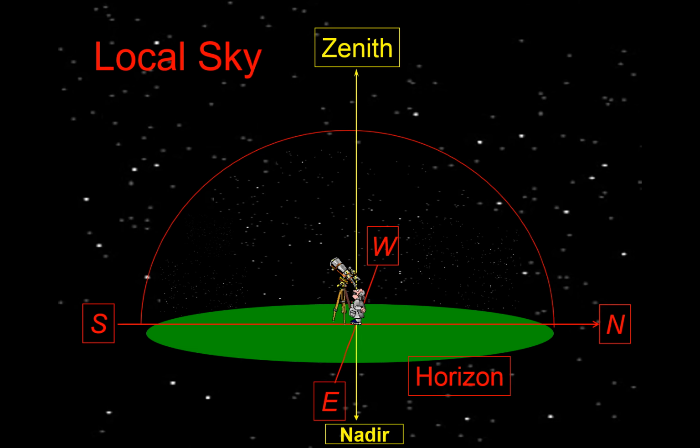Now, you might say, well, I understand why you're defining the zenith. That's the point above my head. Very useful. If a star is near the zenith, then it's probably definitely visible.